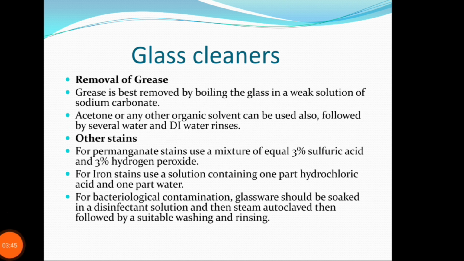Glass cleaners: removing grease. Grease is best removed by boiling the glass in a weak solution of sodium bicarbonate. Acetone or any other organic solvent can be used alone. Also, follow with several rinses of water and DI water.